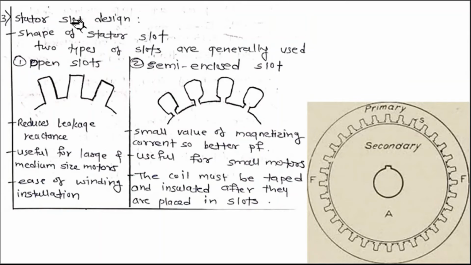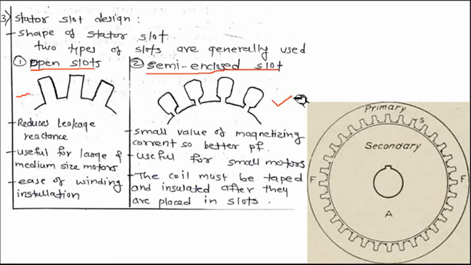Now again, stator slot design. For a squirrel cage induction motor we have a slotted stator as well as a squirrel cage rotor, but in case of a slip ring type induction motor we have a slotted stator as well as rotor. In stator slot design, remember there are two types of slots. First one is open slot, second one is semi enclosed slot. This is the diagram for open slots, and this is the diagram for semi enclosed slots.